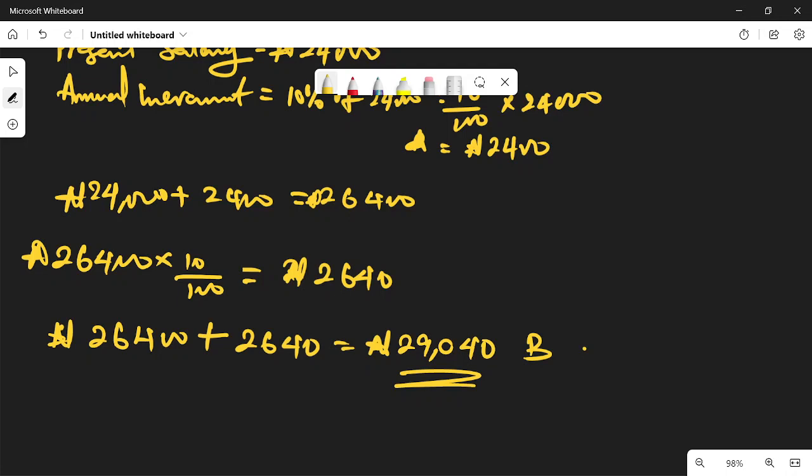So don't make the mistake of adding 2,400 to the first, second, and third. No. For the first year, it's earning 24,000. So that's its basic salary. What is 10% of that? 10% of that is 2,400. That means in the next year, the second year, they are going to add 2,400 to its salary, making its basic salary become 26,400. So in the third year, that basic salary is 26,400. 10% of it is what? 2,640. So that means in the third year, that is what they are going to add to its salary. So that will make it 29,040 naira. I hope that is clear enough.